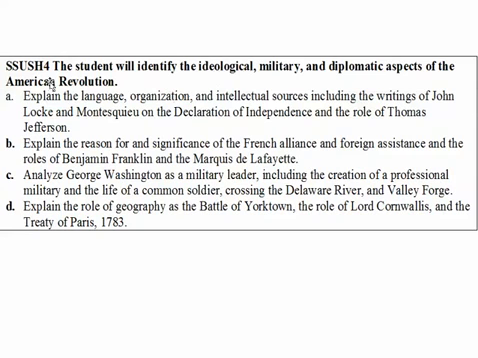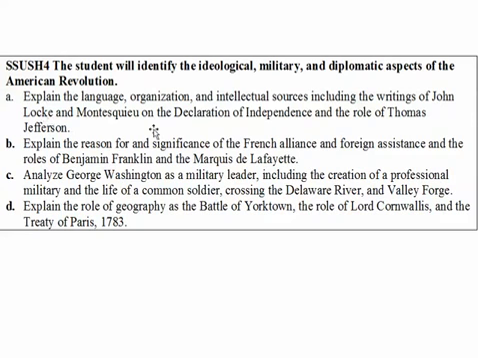If you notice here, A says explain the language, organization, and intellectual sources, including the writings of John Locke and Montesquieu, on the Declaration of Independence and the role of Thomas Jefferson. That's a mouthful. It says language, and we have to break that down and look at it. Organization, we have to look at the organization of the Declaration. These intellectual sources we're going to cover when I do the ideological aspects of the American Revolution.